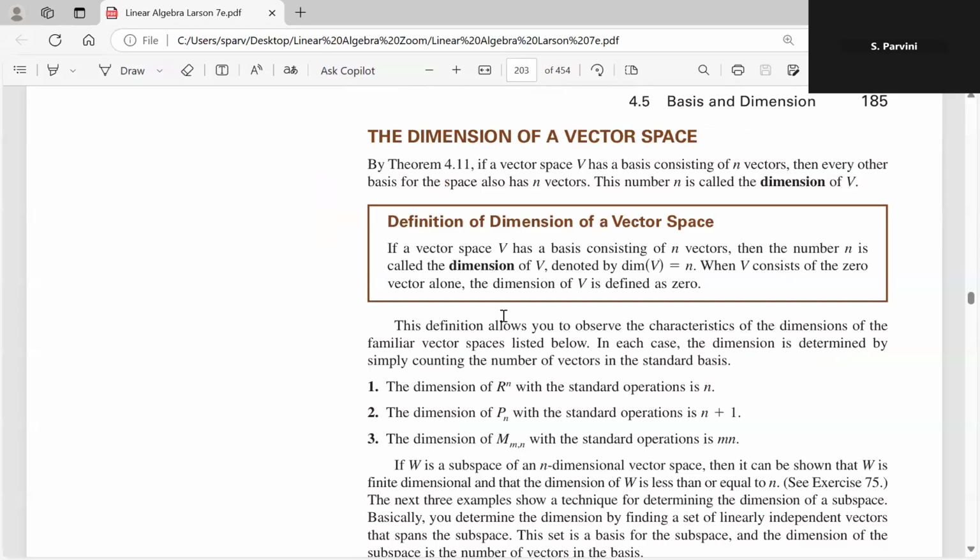Now let's talk about the dimension of a vector space. What is the dimension? The dimension of a vector space is simply the number of vectors in the basis. If you have a vector space V, suppose it has a basis consisting of n vectors. A good one to recall is i, j, k in R3. i, j, k are 3 vectors, and they form a basis. So that's your n. Then we say that the dimension of R3 is n, which is 3, because there are 3 vectors in the basis. The dimension of the vector space is the same as the number of vectors in the basis.